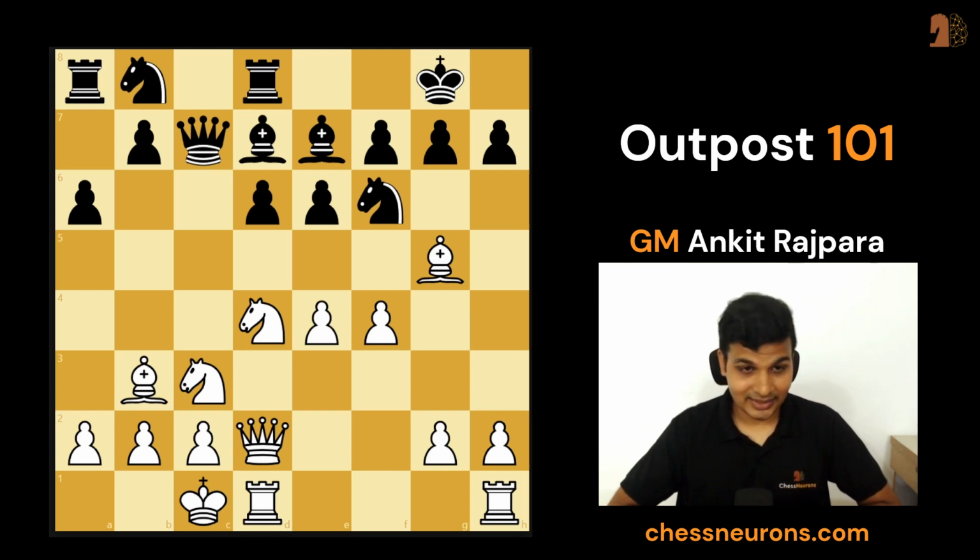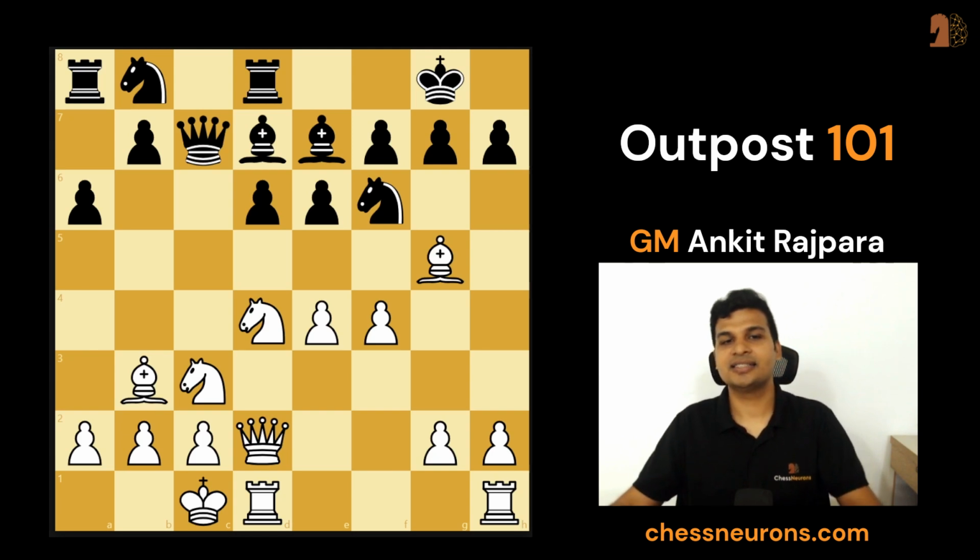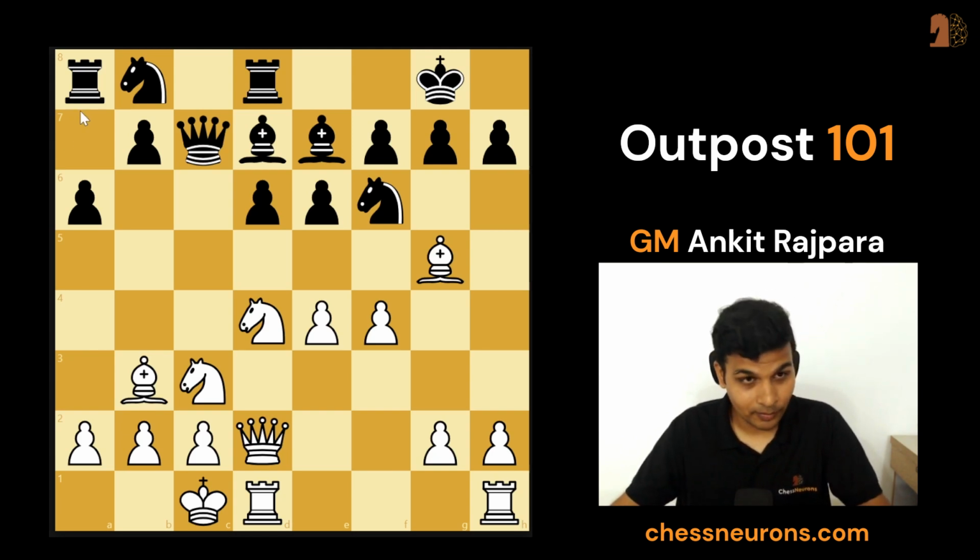By the way, this is white to play, and as I can see, white is ahead in development because black has yet to develop the knight. It's opposite side castling middle game, definitely. So how should we continue?